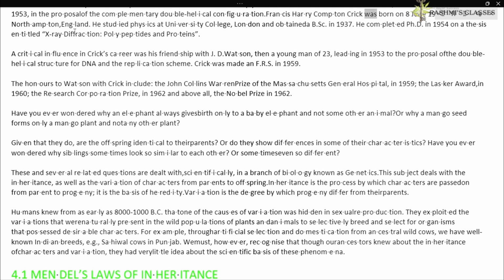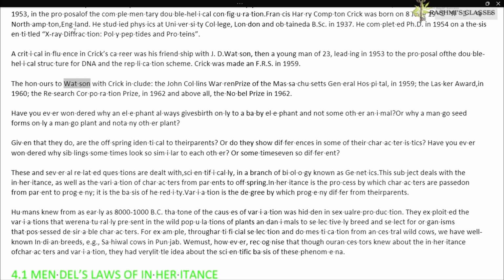Francis Harry Compton Crick was born on June 8, 1916, at Northampton, England. He studied physics at University College, London, and obtained a Bachelor of Science in 1937. He completed his Ph.D. in 1954 on a thesis entitled X-ray diffraction, polypeptides and proteins. A critical influence in Crick's career was his friendship with J.D. Watson, then a young man of 23, leading in 1953 to the proposal of the double helical structure for DNA and the replication scheme. Crick was made an FRS in 1959.